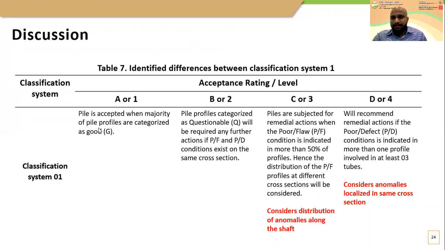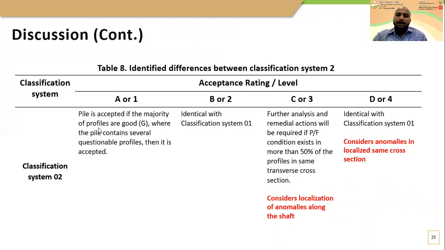After a comprehensive study, differences in the acceptance levels of all three classification systems are identified as follows. Acceptance level 3 of classification system 1 is based on the distribution behavior of anomalies along the pile shaft, but acceptance level 4 is based on the localization of anomalies in the same cross section. In system 2, acceptance levels 1 and 2 are identical with the criteria of classification system 1, but both acceptance levels 3 and 4 consider the localization of anomalies.